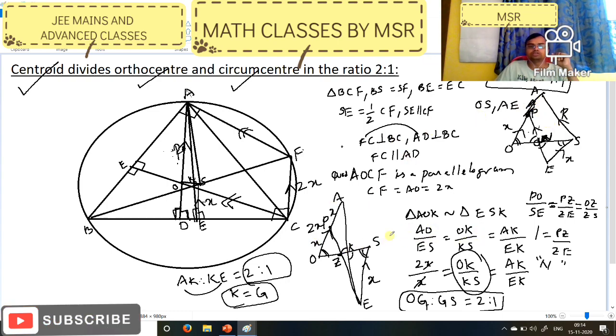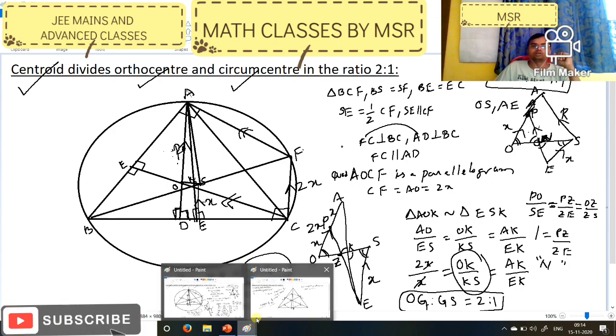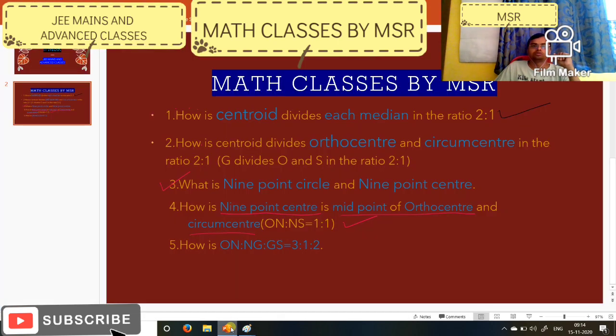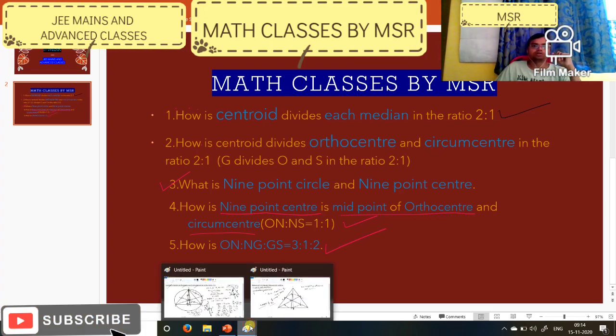So this point is also clear. Now the last point we have to discuss here: how ON is to NG is to GS is 3:1:2, we are going to discuss. Okay, so now you see.